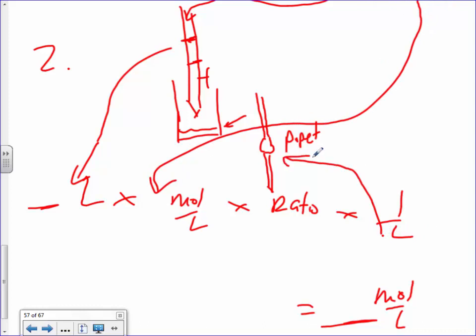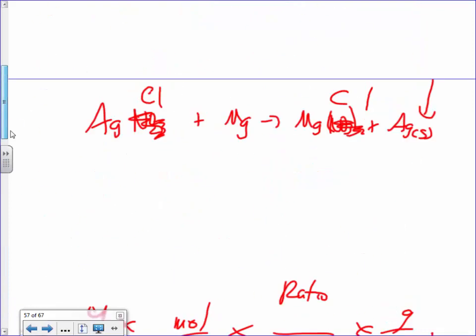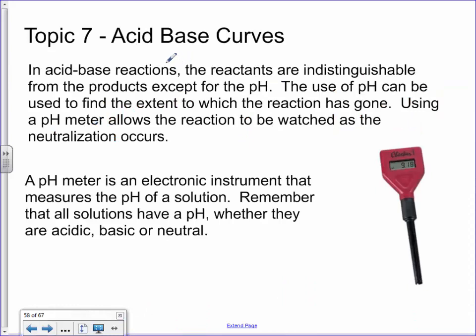Long story short, grams, easy to measure. Volume, easy to measure. Concentration is a pain. It's doable, but it's challenging. Does that make sense? So that's my last topic, talking about how you calculate a moles per liter. Today I want to focus a little bit more on one more thing to do with it. I want to talk about something called an acid-base curve.